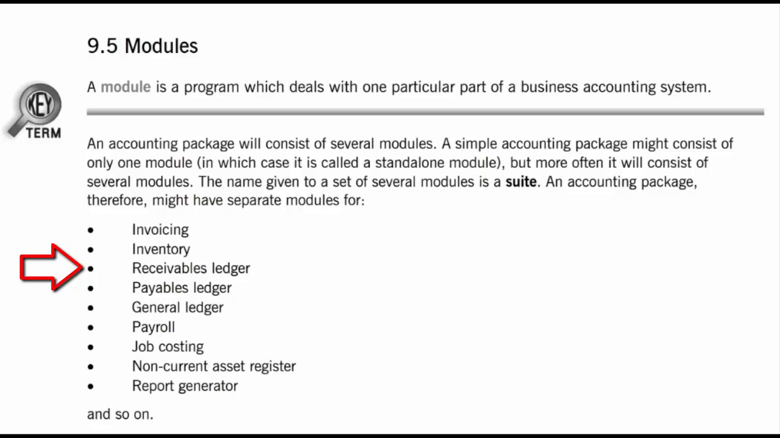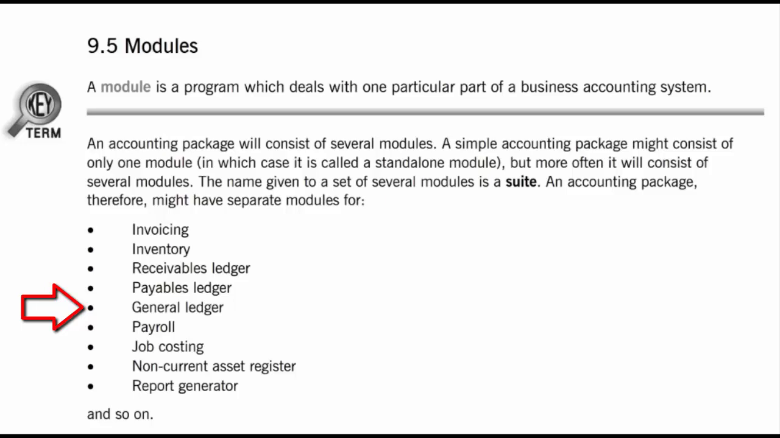Receivables ledger module. This part of the system records all the money owed to your business by customers. It tracks the due dates, the amounts, and whether payments have been made. If a payment is overdue, the receivables ledger helps you follow up with reminders or late payment fees. Payables ledger module. While the receivables ledger shows what customers owe you, the payables ledger records what your company owes to suppliers. It keeps track of payment deadlines so you can pay bills on time and maintain good relationships with your vendors.